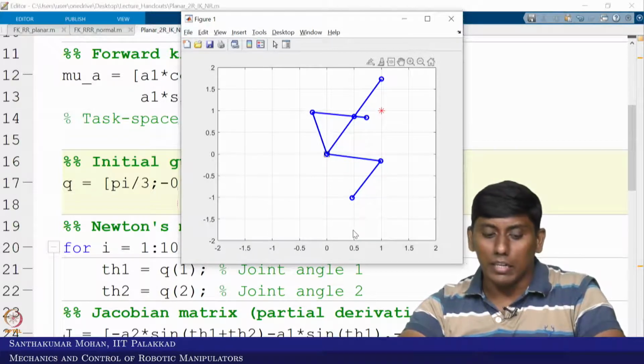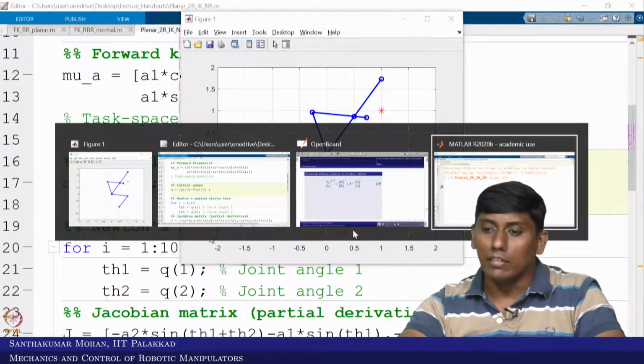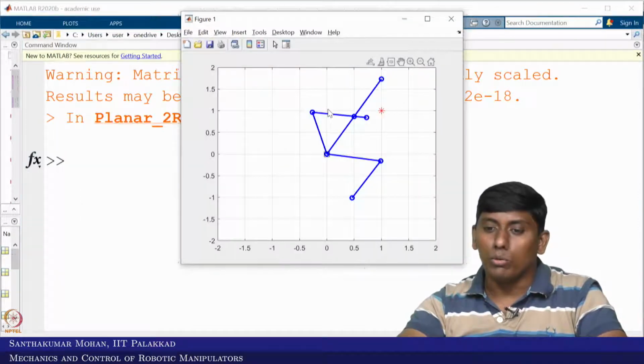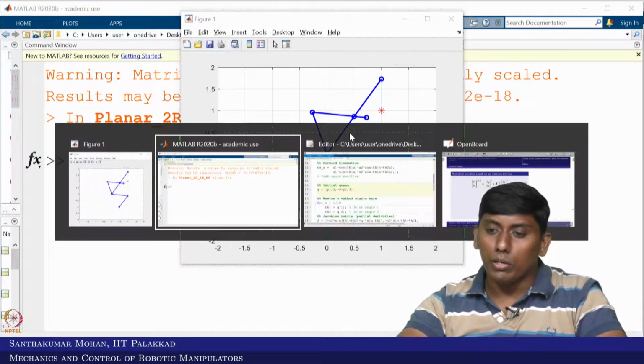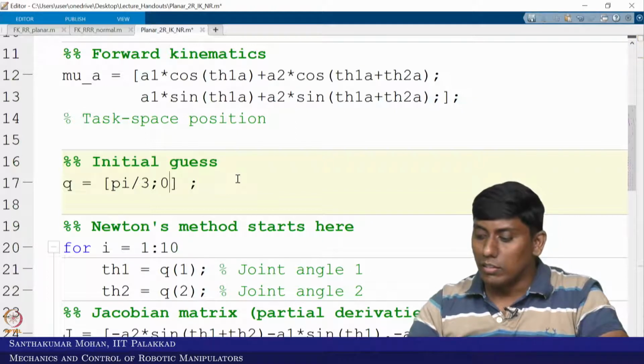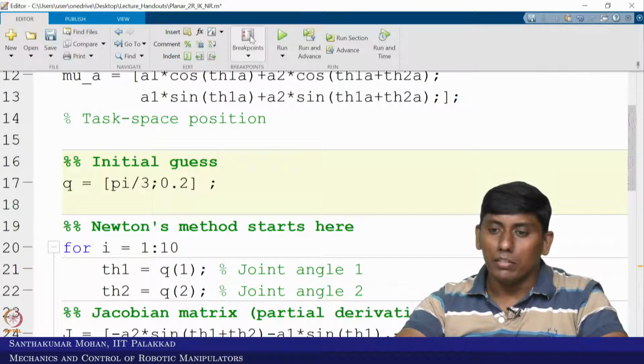Is there any reason? Yes, we have a reason. The matrix is very close to singular because we started with the singular point. Now in order to improve on this, I am assuming this is something like 0.2. Okay, so I am just running it.